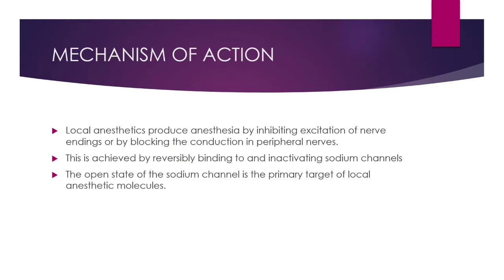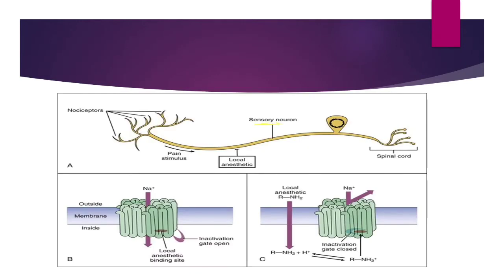Local anesthetics produce anesthesia by inhibiting the excitation of nerve endings or by blocking the conduction in peripheral nerves. This is achieved by reversibly binding to and inactivating sodium channels. The open state of sodium channel is the primary target of local anesthetic molecules. Local anesthesia blocks the sodium channel.